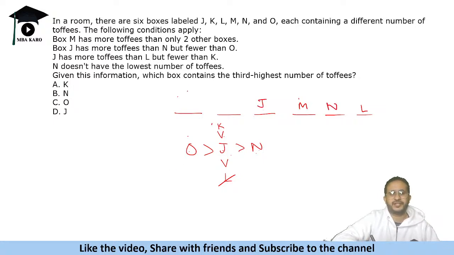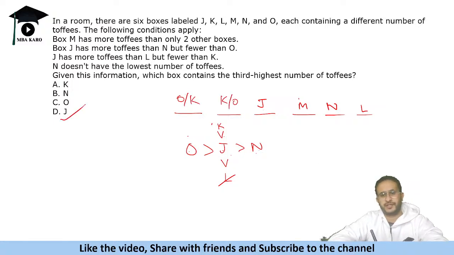Okay, so we get this arrangement. This will be O, K or K, O. So J is the third highest. We cannot tell who is the first or second highest, but we can definitely tell the third highest, and also we can tell that N is the second lowest. So if you get this kind of arrangement, like arranging in order, go ahead and attempt it.